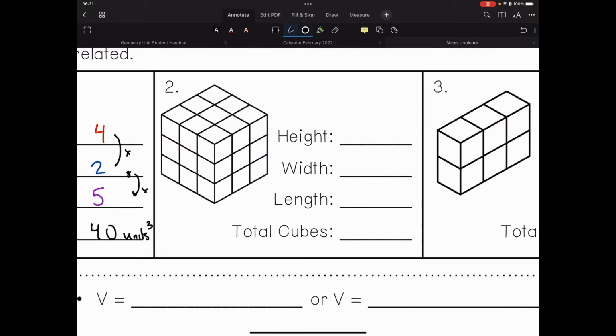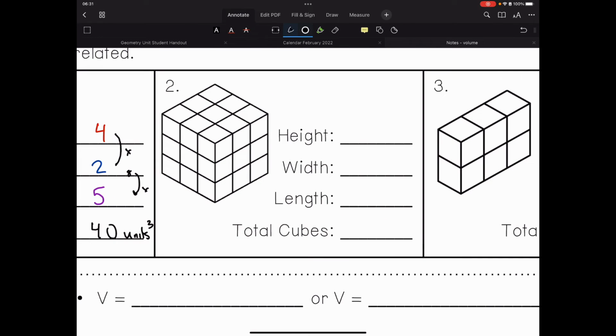Let's try again with this one. All right, let's find the height first. So the height would be from here to here, right? And that's 3 units. All right, 1, 2, 3. We can see that that's the height.